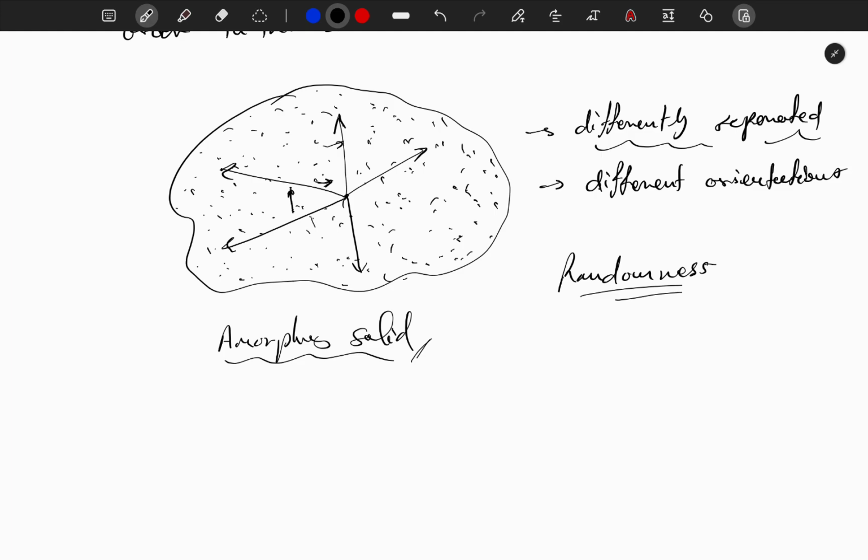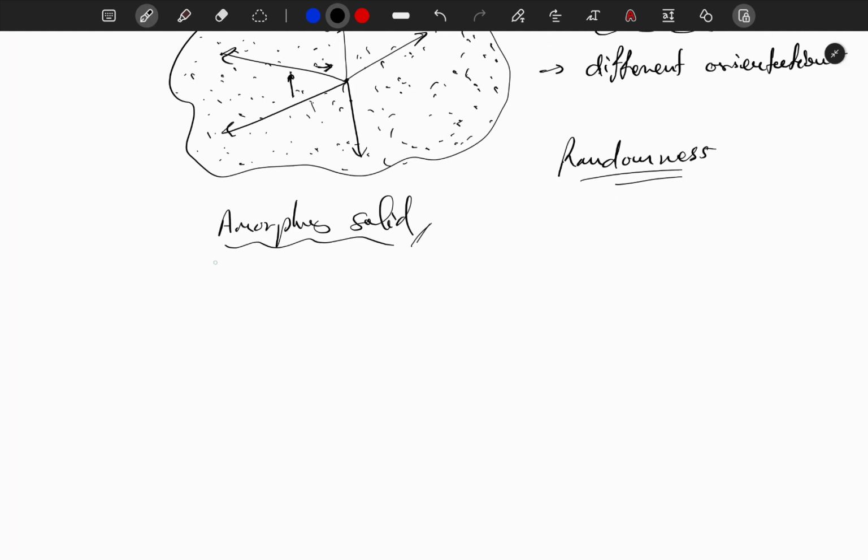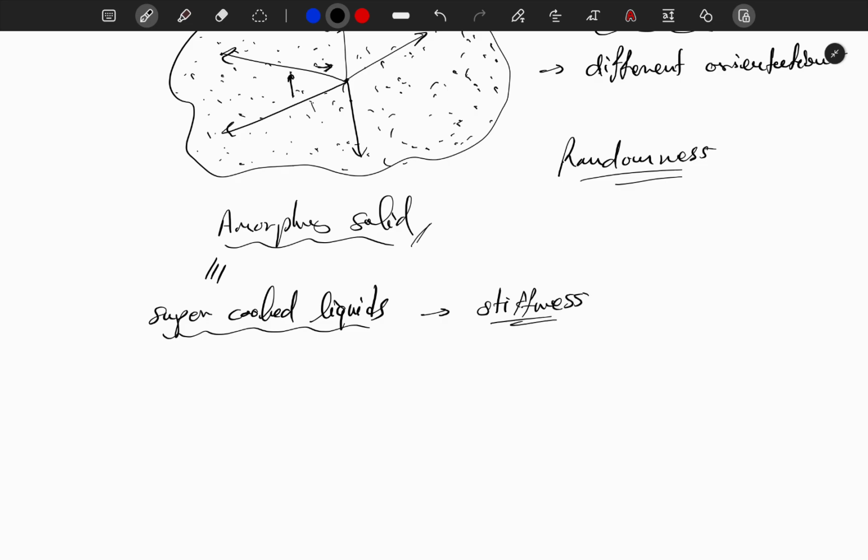The amorphous solids may be regarded as super cooled liquids. They are just like liquids, but super cooled liquids. They have very small structural units with a short range order. But unlike liquids, they have stiffness. They are hard as compared to liquids. Stiffness and rigidity are also present in these types of solids.